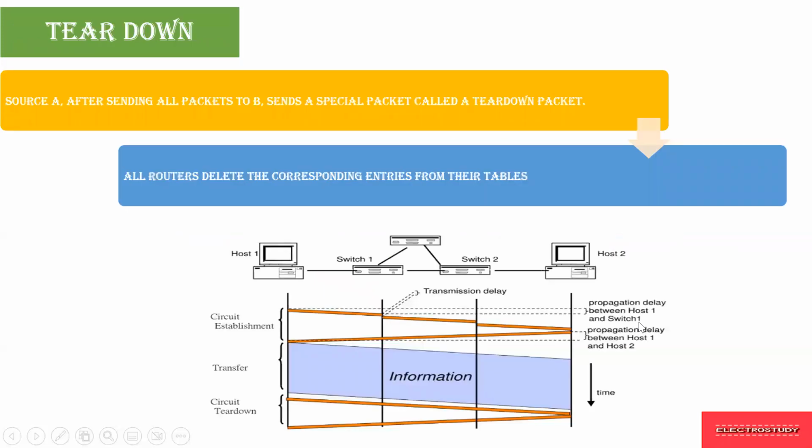Now next is the tear down phase. The tear down phase is nothing but, after the complete communication has taken place between a sender and a receiver, there is a special packet formed. That packet is called the tear down packet. So that is what happens in the tear down phase.